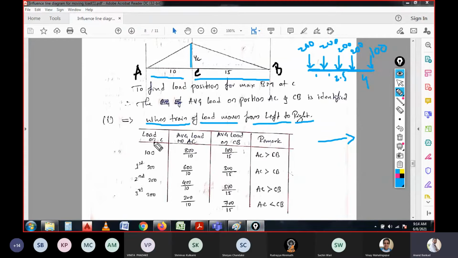So on this left to right, if you consider the first 100 kilonewton, the 100 kilonewton load is here with the distance of 4 meter to the next 200 kilonewton load. So if you consider 100 kilonewton load is on the section, how much load is remaining on the back side? The load is crossing the span of AC now. So 100 kilonewton on the section C, then the remaining load will be on the span of AC, right? So how much remaining load is on the span of AC? Total 800 kilonewton, because 200.